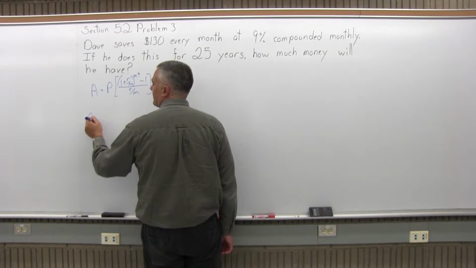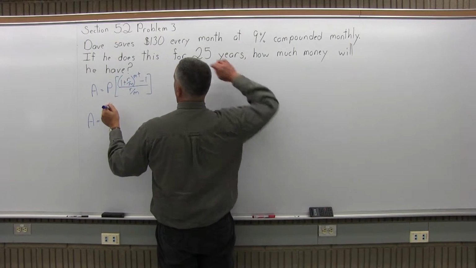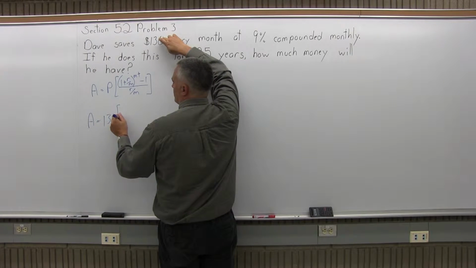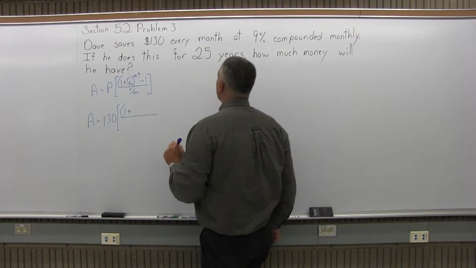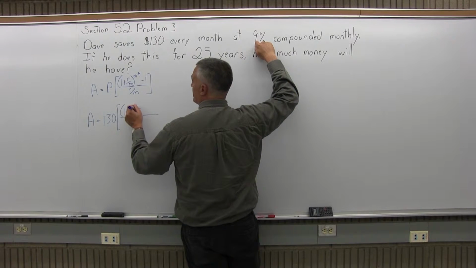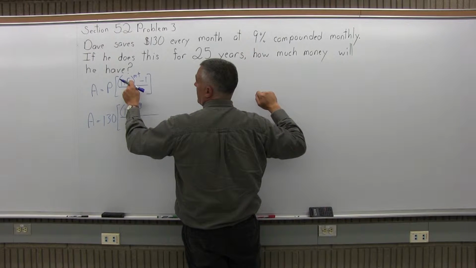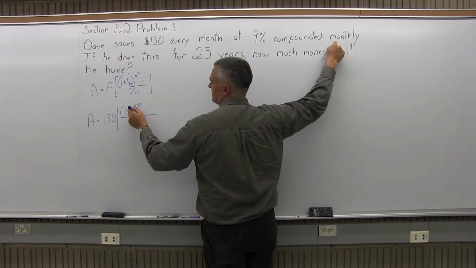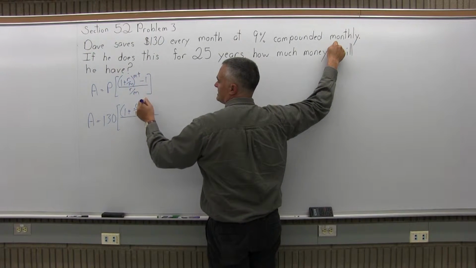Now, as we fill it in, A, the amount we're trying to find, equals P, the regular savings, which is $130, times, and then in the brackets, in my parentheses, the 1 plus r over m is 1 plus r, the rate as a decimal. My rate is 9%, so written as a decimal is 0.09. And then over m, the number of times compounded every year. So this is monthly compounding, so m would be 12. Close the parentheses.